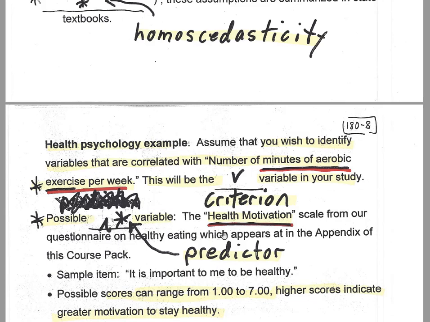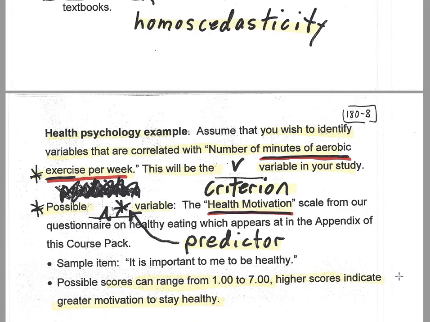A possible predictor variable in this study might be the health motivation scale from our questionnaire on healthy eating, which appears in an appendix of the course pack. We've looked at the questionnaire in previous modules. In this case, we're going to focus on one of the scales that measures health motivation. Sample item on the health motivation scale: It's important to me to be healthy. Scores on the health motivation scale can range from 1 to 7. Higher values indicate greater motivation to stay healthy.